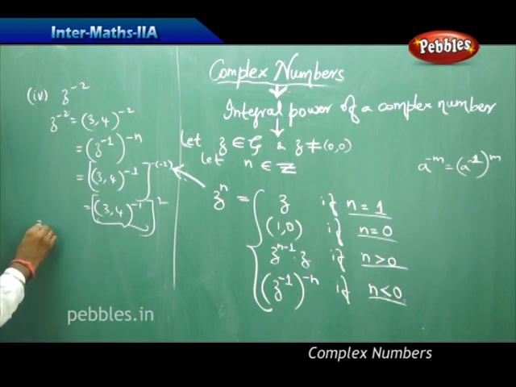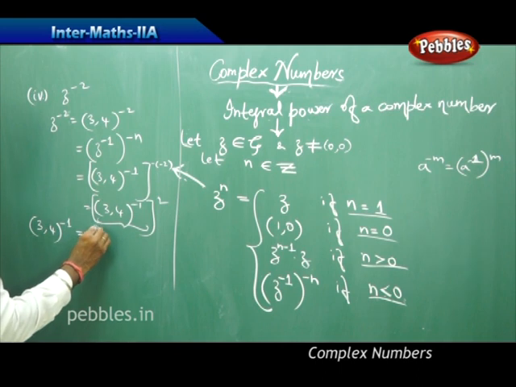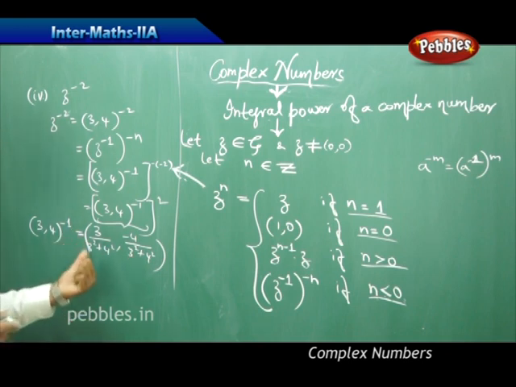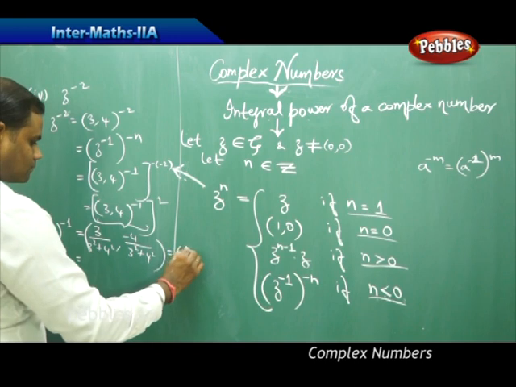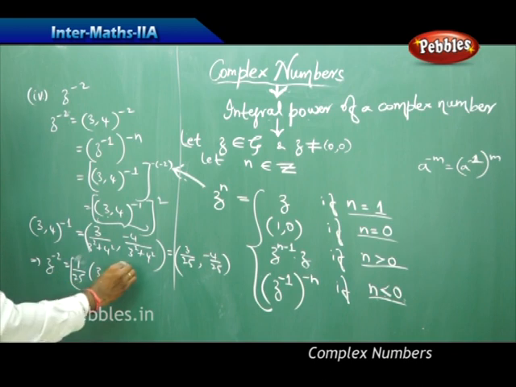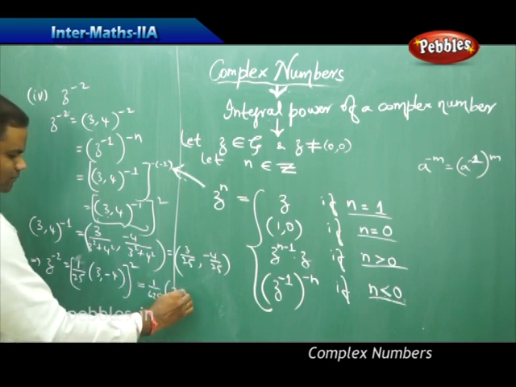In this case, the inverse of (3, 4) is directly found using the inverse of complex numbers concept: (3 by 3 squared plus 4 squared, minus 4 by 3 squared plus 4 squared), which we already saw in the inverse formula, (a by a squared plus b squared, minus b by a squared plus b squared). This comes out to be (3/25, -4/25). Therefore z^(-2) is the inverse of (3, 4) squared, which is (1/25)(3, -4) whole squared.